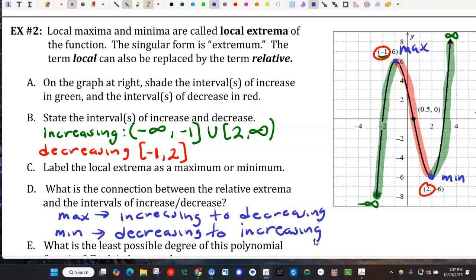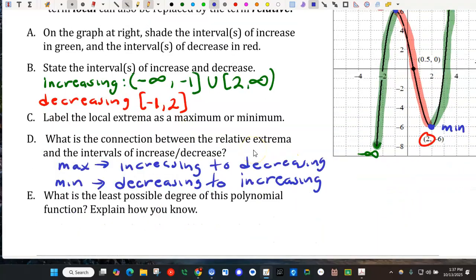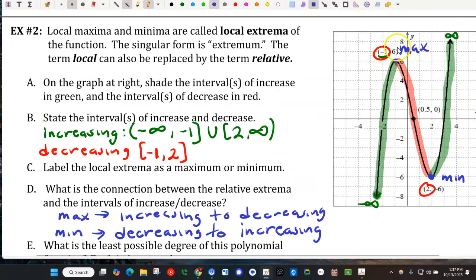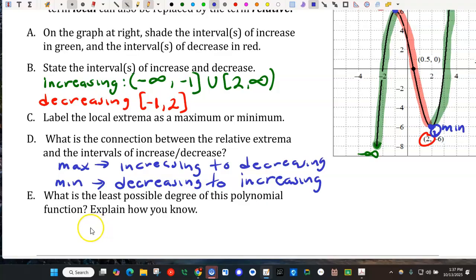Okay. What is the least possible degree? Right? How do you know? Okay, so how many turning points are there? Right, it turns once here, one turning point, and again right here, second turning point. So what degree would that be? It's the reverse of what we just did earlier. So therefore, it must be 1 greater than that. So that must be an x to the third power.